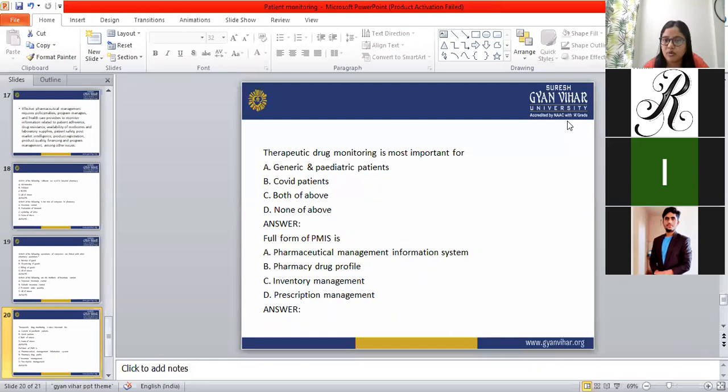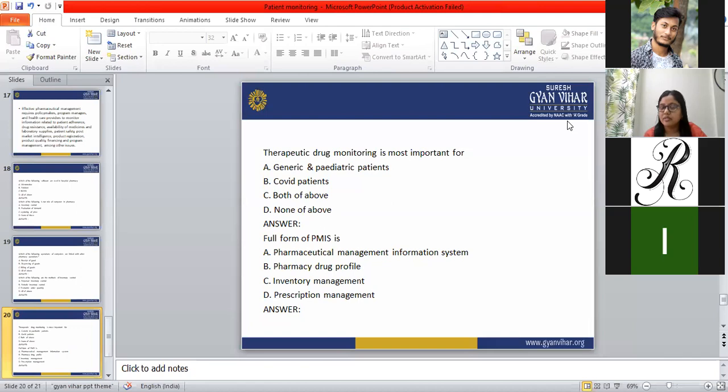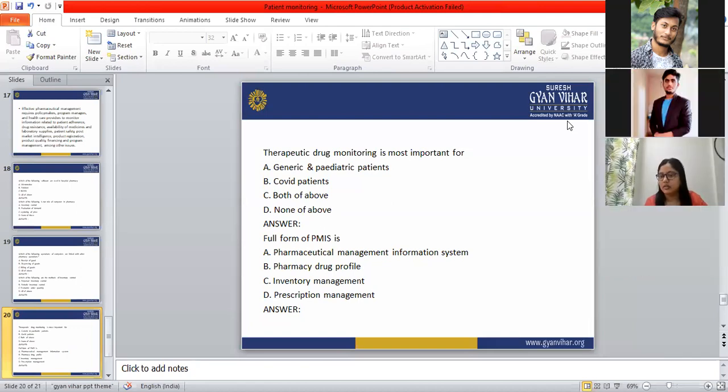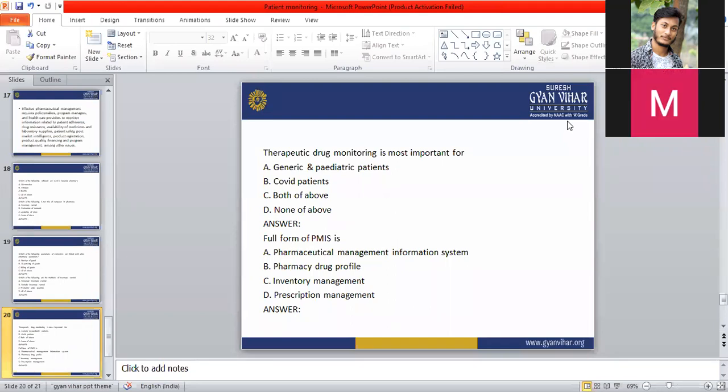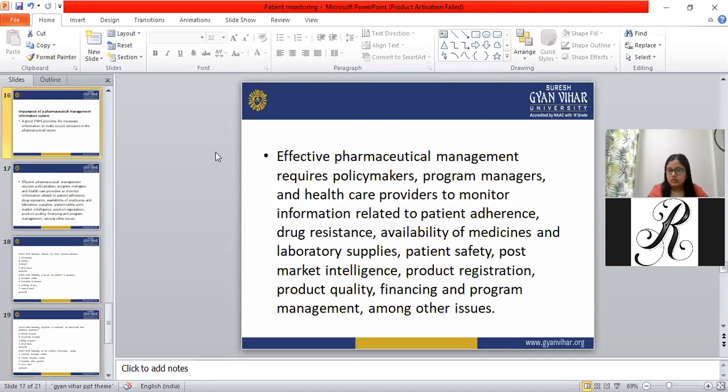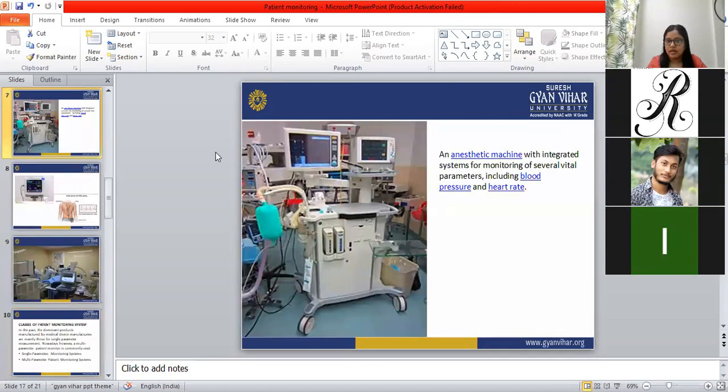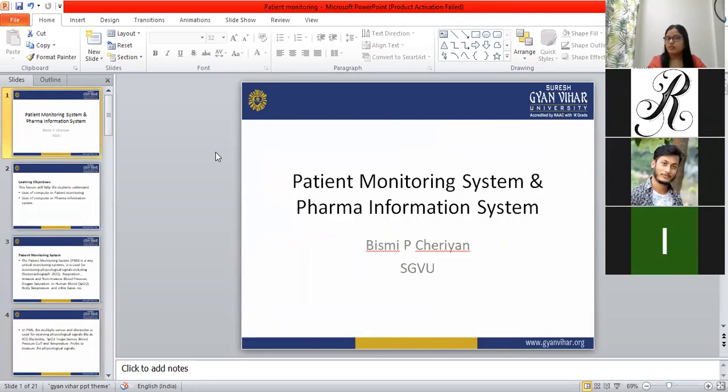Then what is the full form of the PMIS? Attempt, everyone please attempt your class test, okay? At 10:40. Yes, the full form of the PMIS: Pharmaceutical Management Information System. Okay, ठीक है. Then, okay, so this is all about the patient monitoring system and pharma information system. Okay, got it?